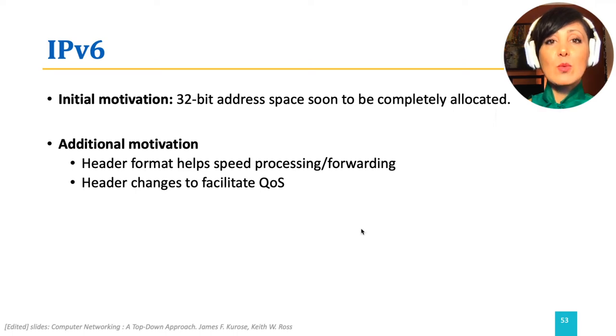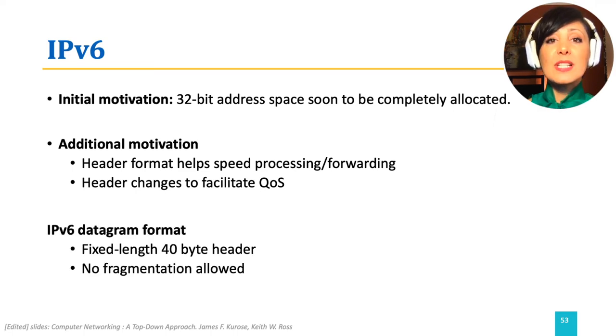One of the changes towards speeding processing was introducing fixed length header. Remember that IPv4 had options, and with addition of options, the header size could change. The header length announced to the router how much of the datagram should be processed as the header. This takes additional router processing. IPv6 fixed this with a 40-byte fixed length header.